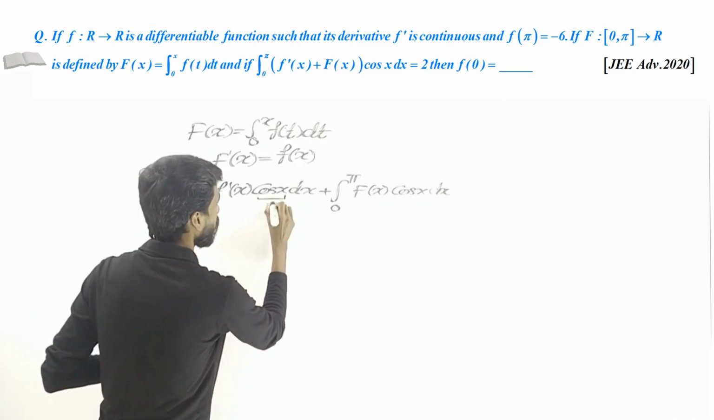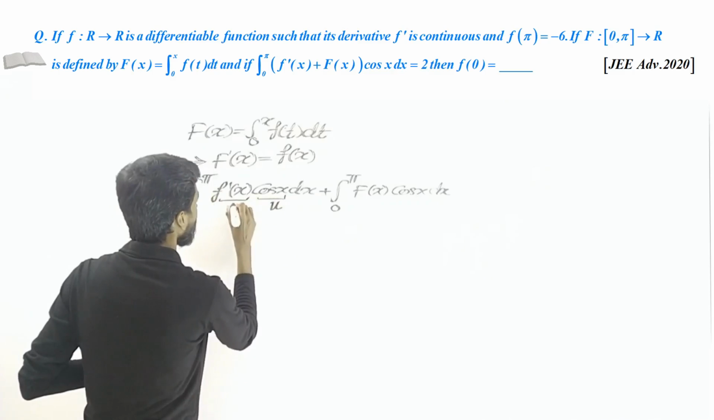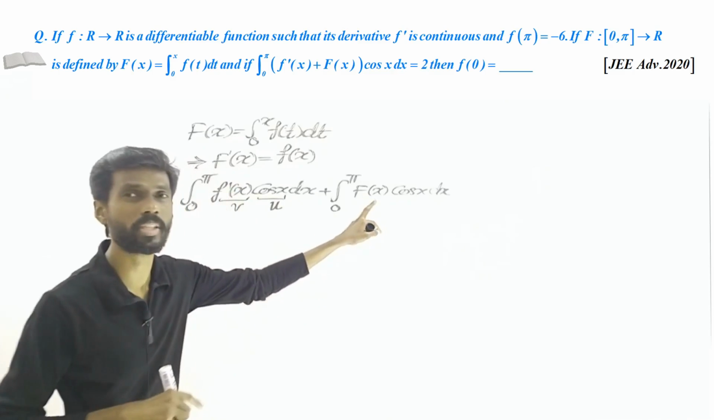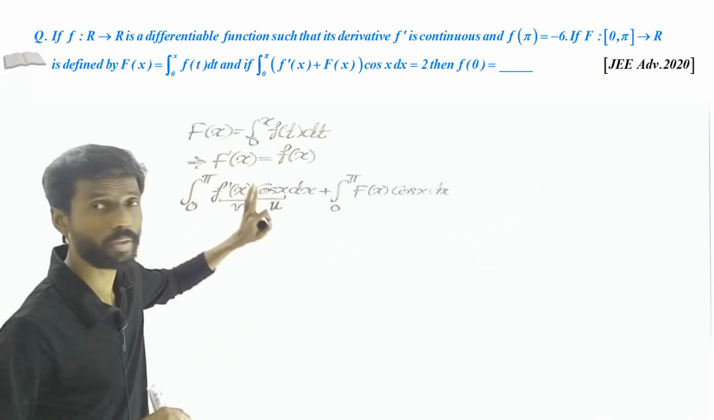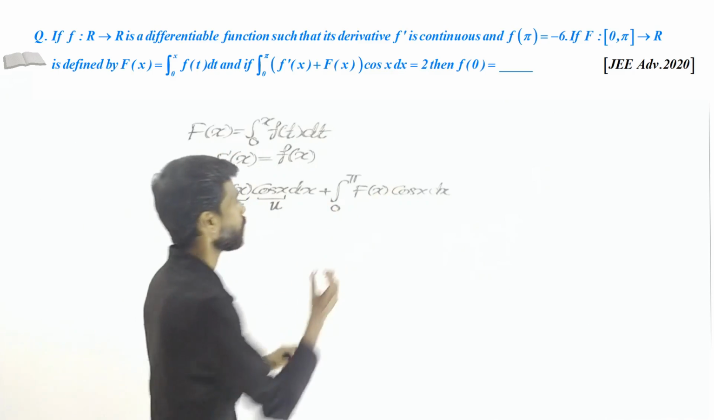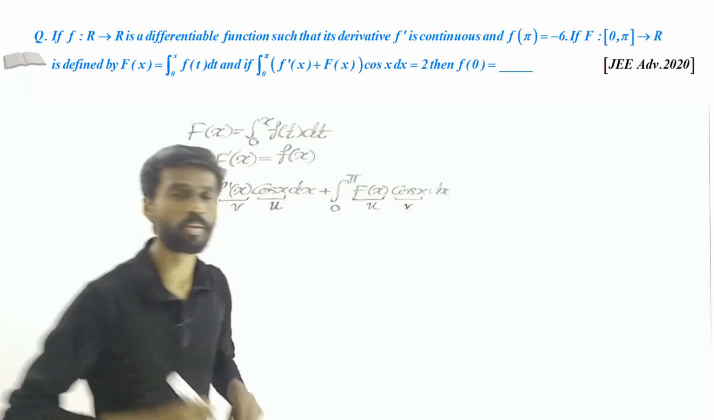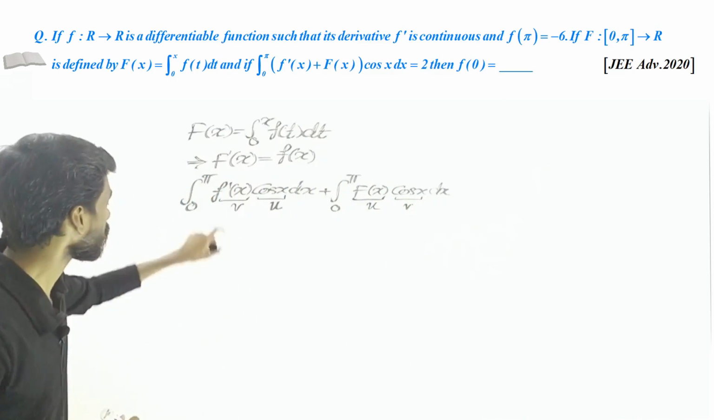So this is the first function u, and this function is taken as v. But here we will take the other way around, because we want the derivative of this, and the derivative of that is known. So you take this as u and that as v. So use integration by parts.